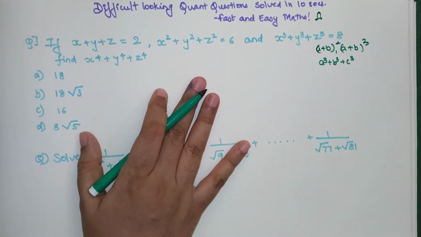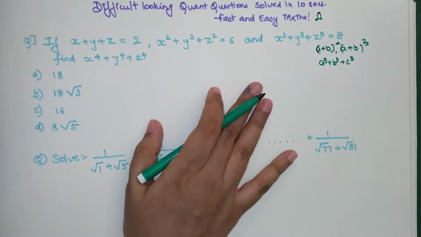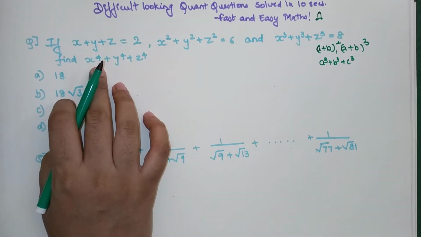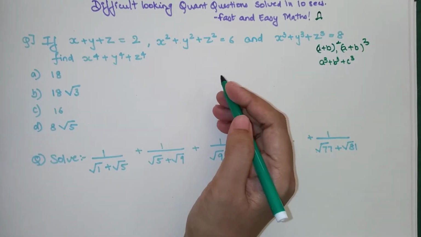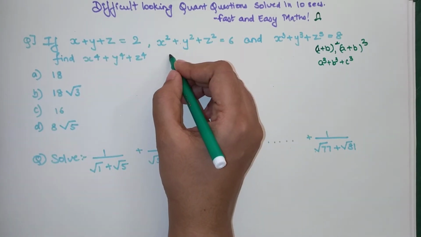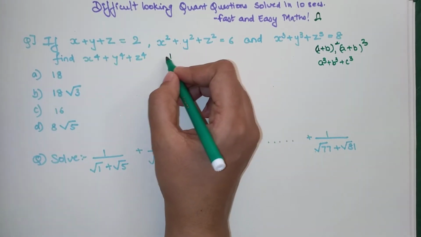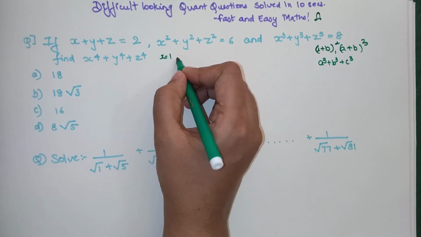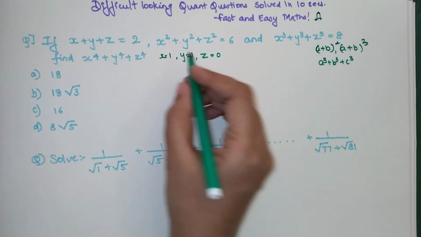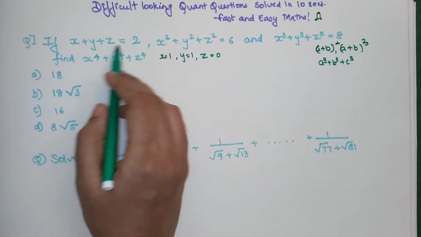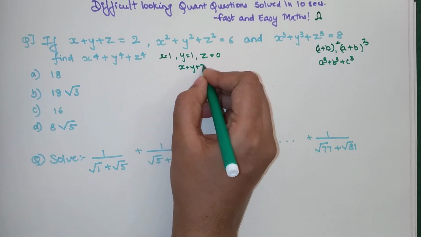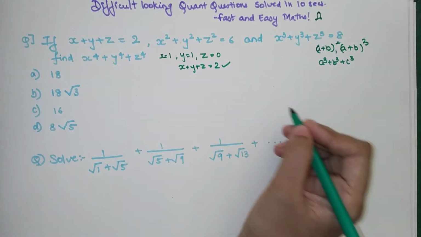So what we're going to apply over here is some common sense. Here we know that x plus y plus z is equal to 2, so let's try putting values. Let's take x as 1 and y as also 1. So x is equal to 1, y is equal to 1, and let's take z is equal to 0. When you do that, you can see that your first equation is satisfied, meaning x plus y plus z gives you 2, which is what you wanted.